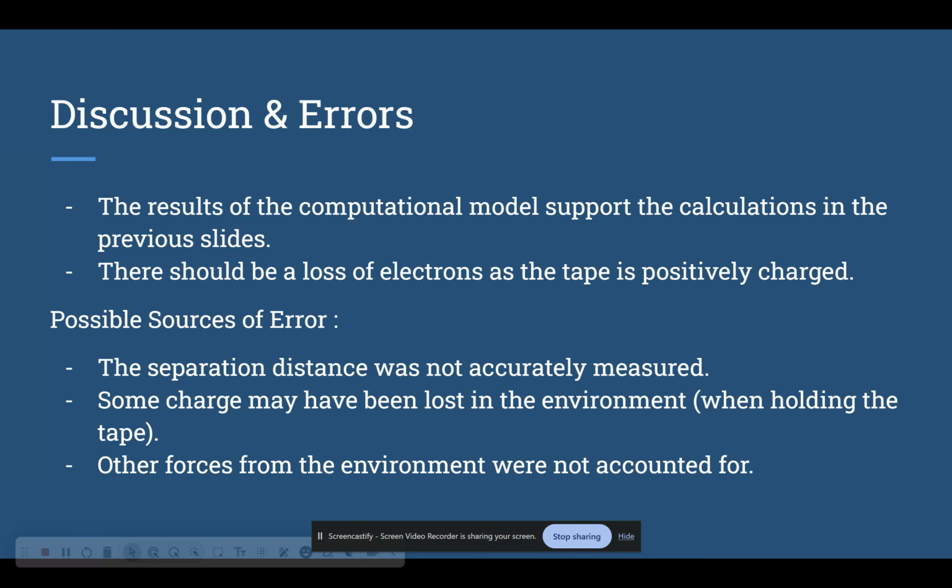So the results of the computational model support the calculations in the previous slides, and that there should be a loss of electrons since the tape is positively charged. Some possible sources of error were that the separation distance was not accurately measured, and some charge may have been lost in the environment, or any other forces were not accounted for.